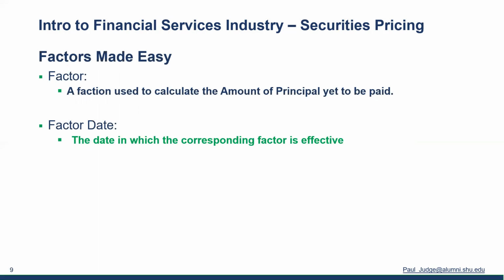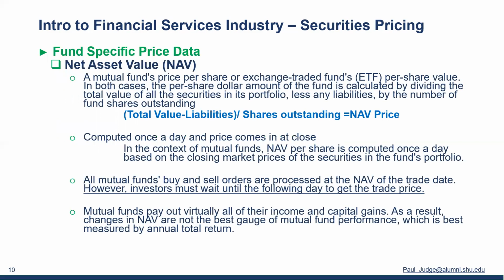So you need to know that the factors change constantly as the bond pays out value over time, right? For every time something gives you a factor, you need to know the date that that factor is as of. Now, then we talked on a previous meeting about mutual funds.